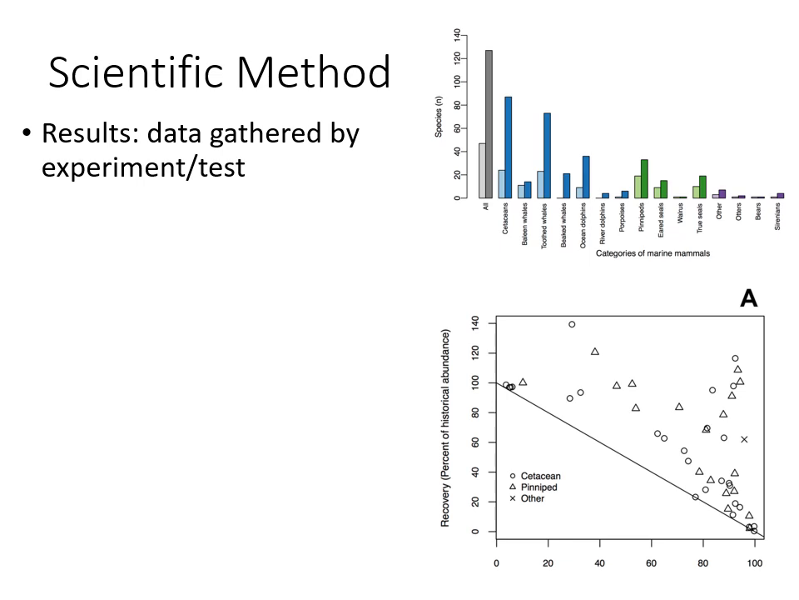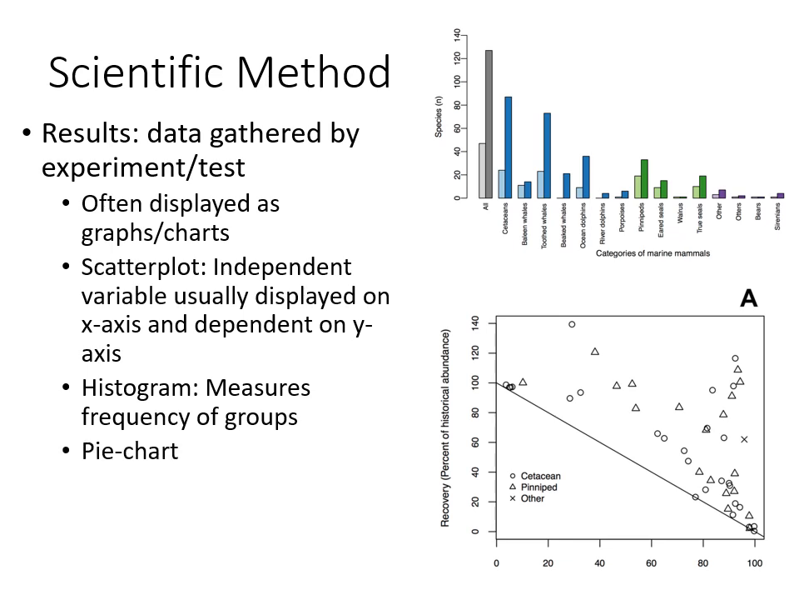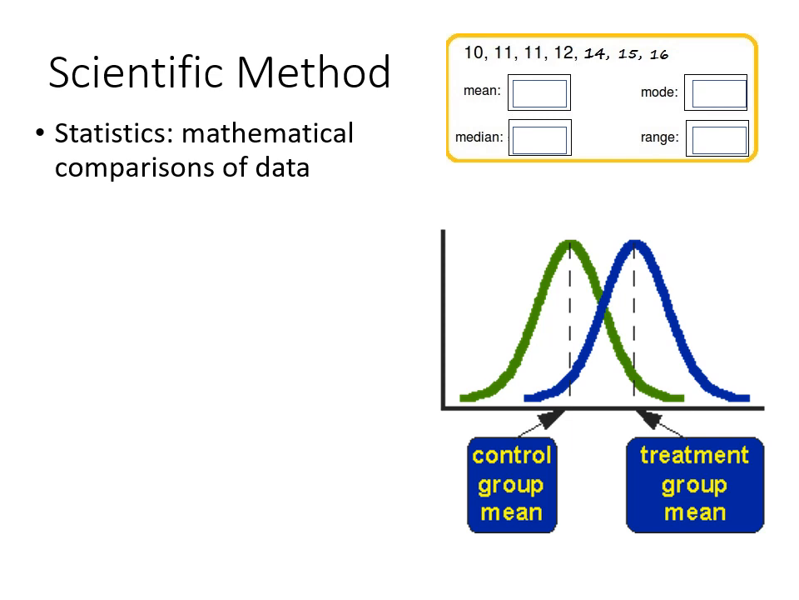Well, in the end, we're going to get some results with our data, and we often want to display these results in a way that other people can see and make sense of, and so that's often a graph or a chart. We usually use the x-axis to represent our independent variable, and our y-axis our dependent variable. A histogram measures the frequency of different groups, and a pie chart is not used too often in science, but it just shows proportions of different variables.